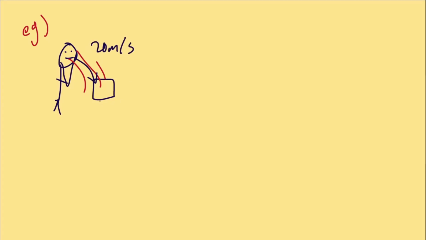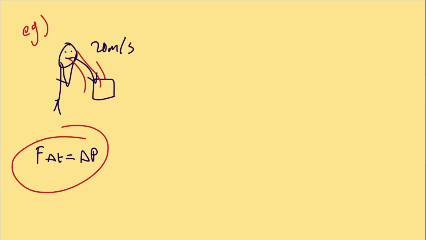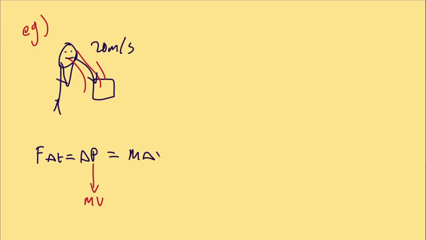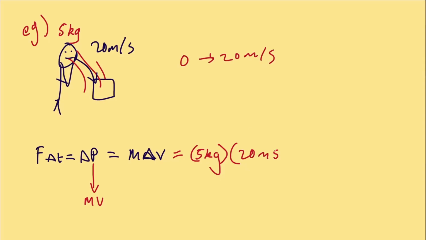Let's find the impulse. Force multiplied by time is equal to change in momentum, as we just discussed. Momentum is mass times velocity. So the change in momentum would be mass times the change in velocity, because mass doesn't change. Let's say his head is roughly 5 kilos. That's the object we're working with. Which means that the mass is 5 kilos and the change in velocity is 0 to 20 meters per second. So 20 meters per second.